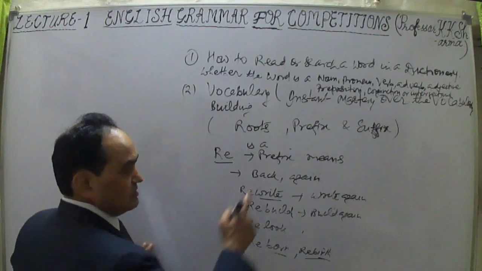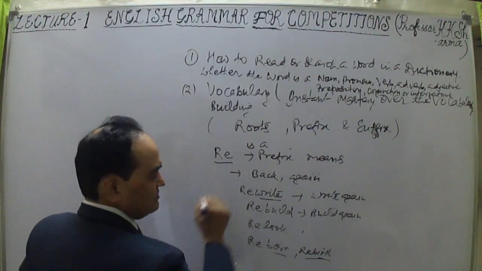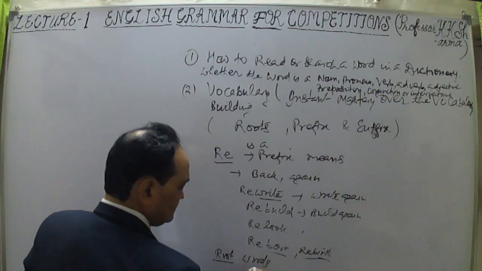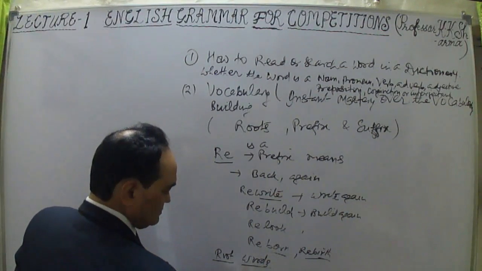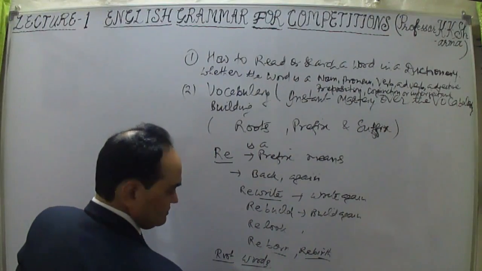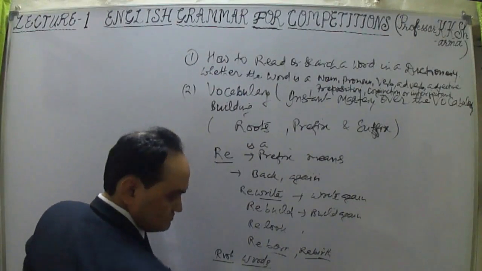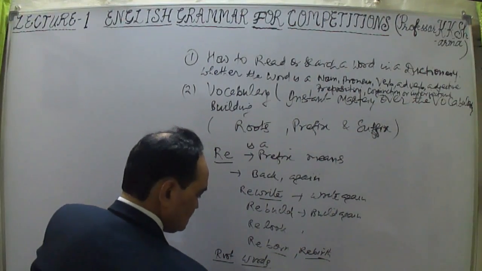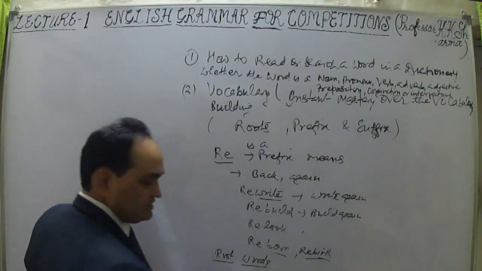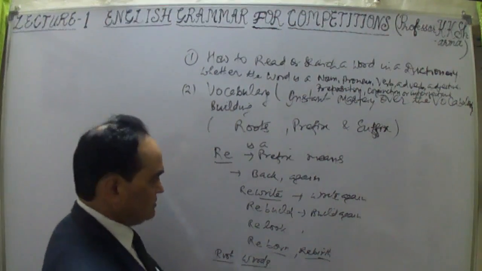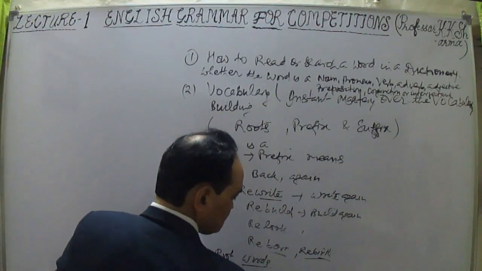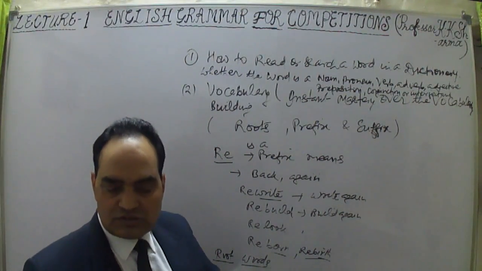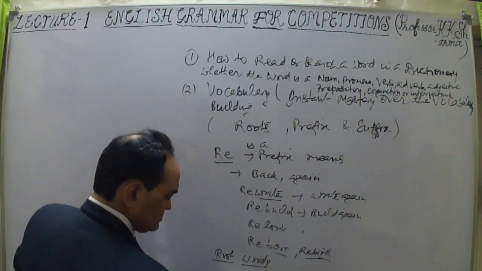For example, now before taking a root word, this is a prefix here. Let me take one root word. The roots, what are the roots? Let me take one root, like port. Port means to carry. Port means carry or bring. Port is a root word. This port word is used with a number of words, like porter. Who is a porter?